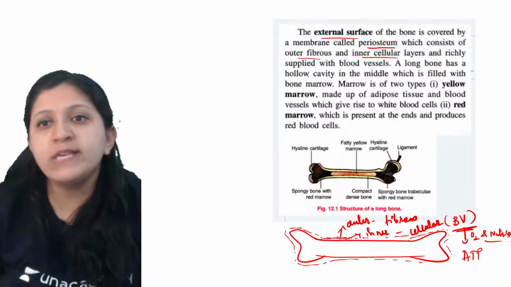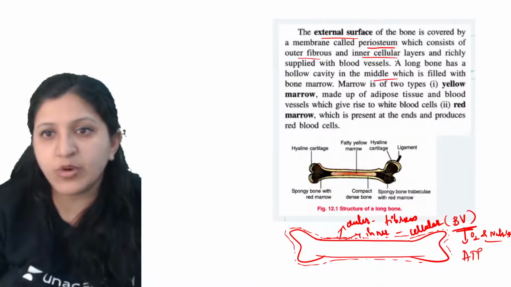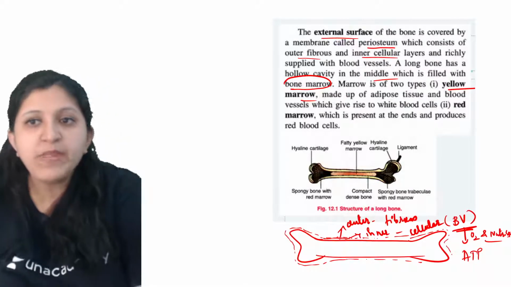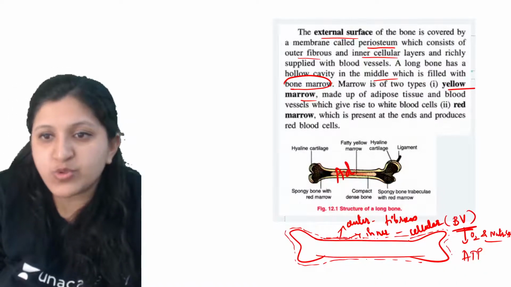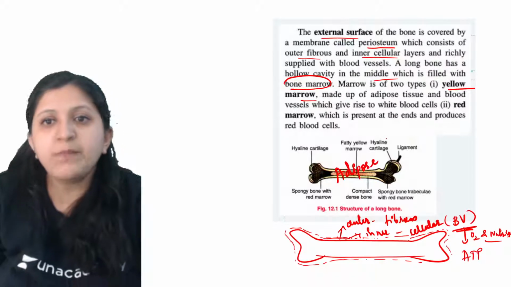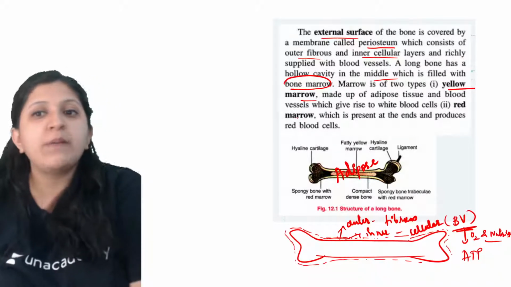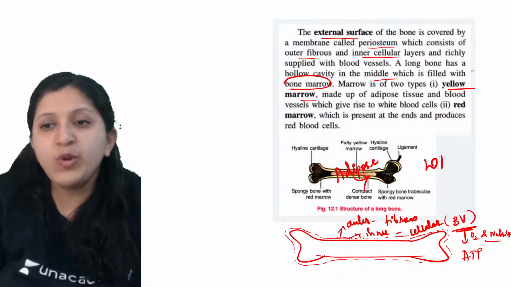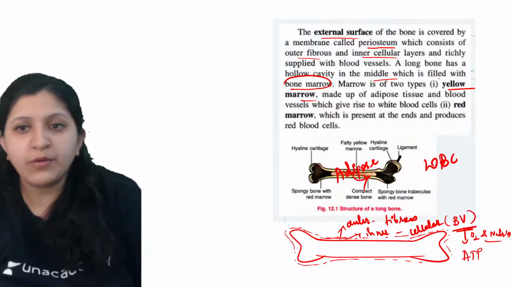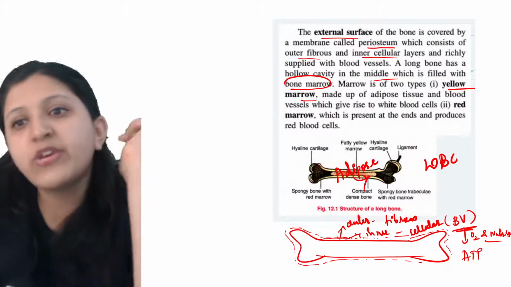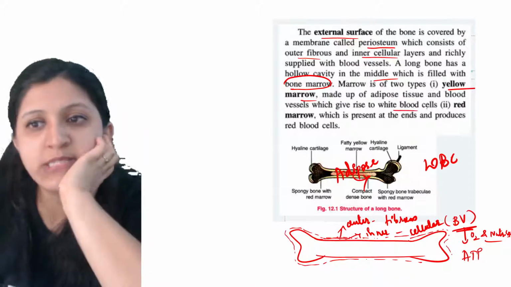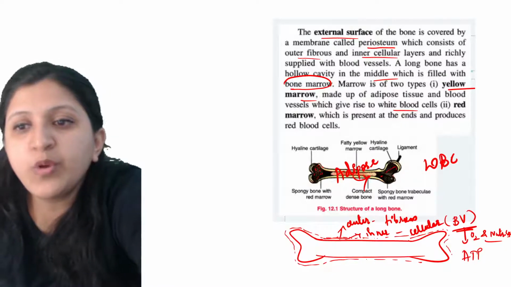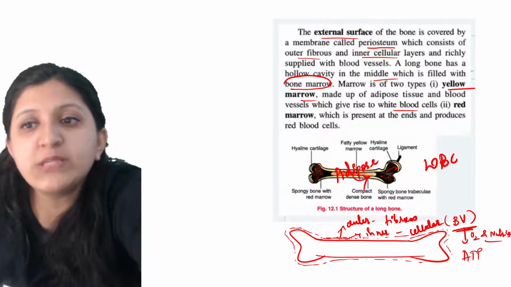A long bone has a hollow cavity in the middle, which is filled with bone marrow, and that we call yellow bone marrow. It is mainly adipose tissue. Also, there are blood vessels which give rise to white blood cells, so WBCs are also formed here. Then red bone marrow you can find in here, present at the end.